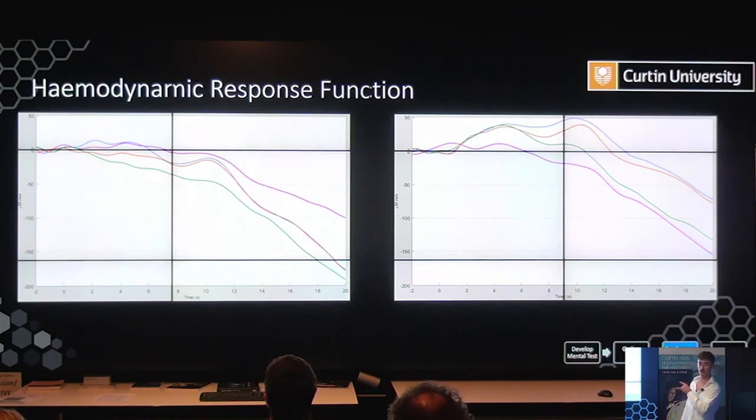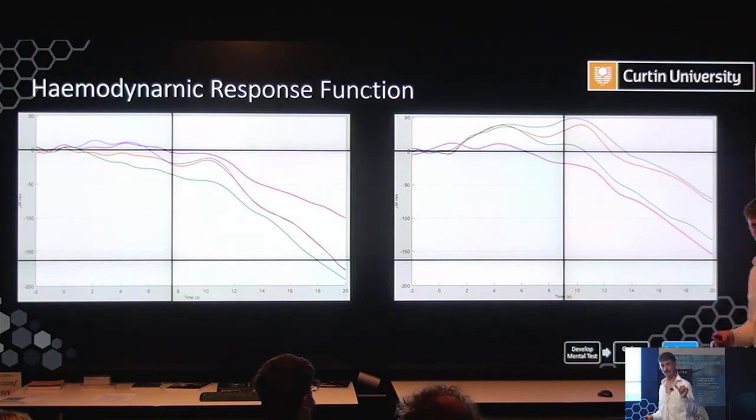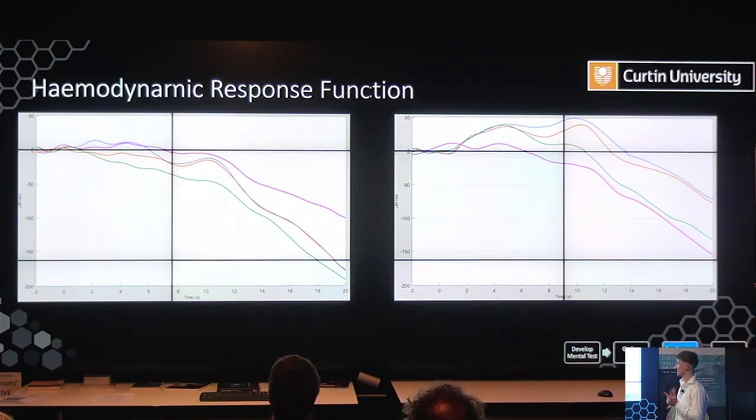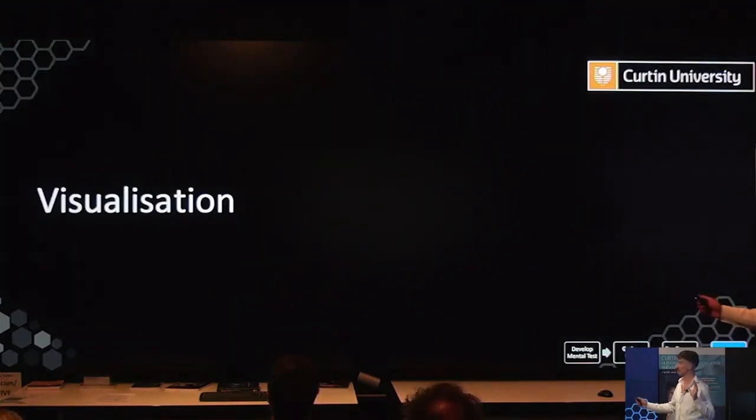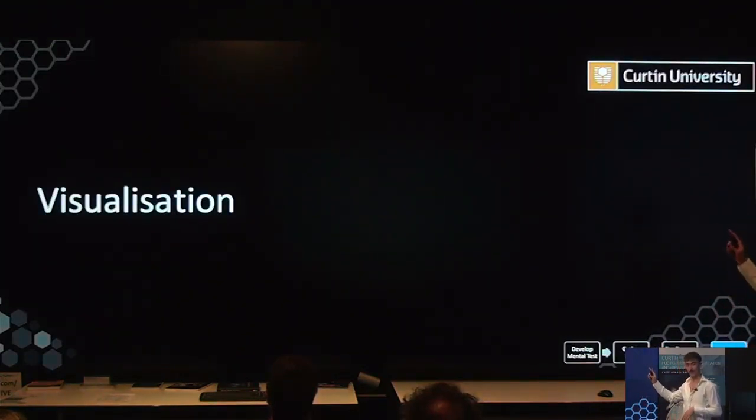This function is important because this is actually what we want to plot over the brain. We want to see what someone's response is when they start a task. So that can take us through to our final end goal. What we're working towards here is visualization. I'll bring those graphs back up now.